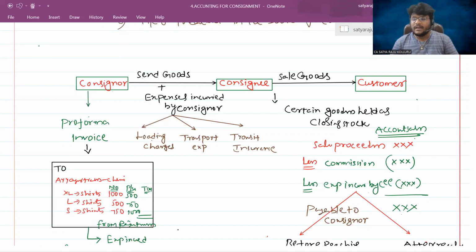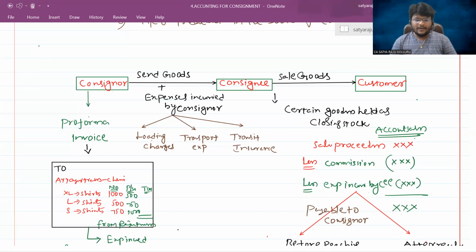So that means two documents here, prima facie, act as evidence that the consignor is sending goods to the consignee, as well as that the consignee sent the ultimate cash payment to the consignor. One document acts as evidence for the sending of goods by the consignor to the consignee, and another document acts as evidence that the consignee is sending the ultimate net sale proceeds to the consignor.